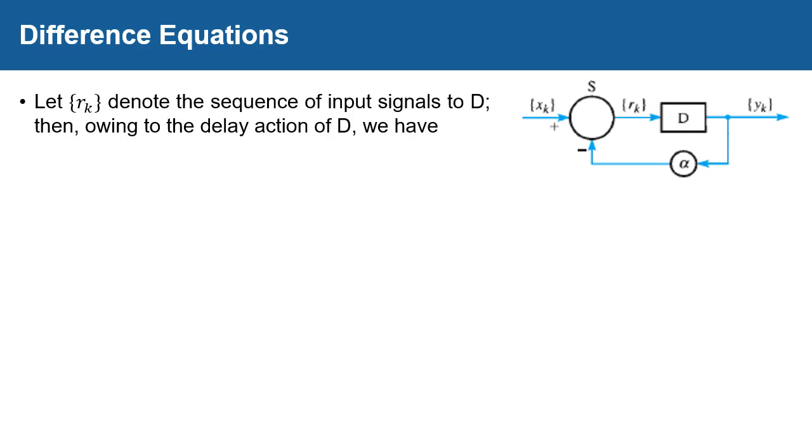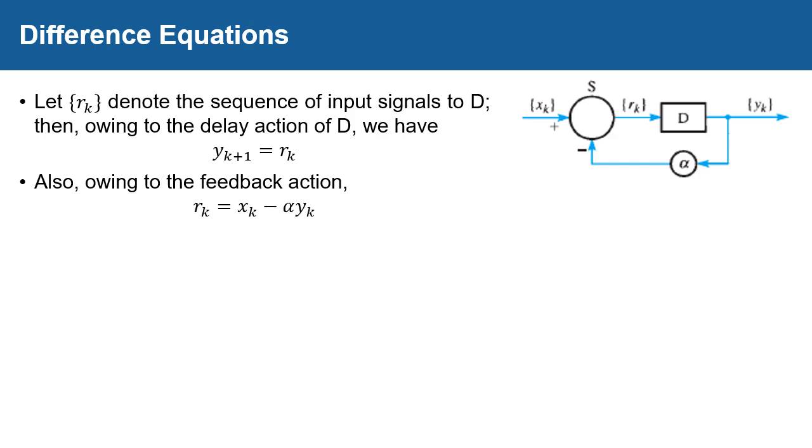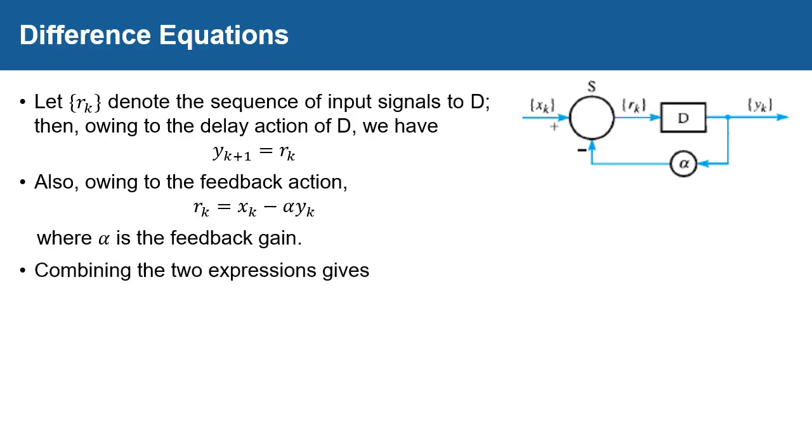Let Rk denote the sequence of input signals to D. Then, owing to the delay action of D, we have yk plus 1 is equal to Rk. Also, owing to the feedback action, Rk is equal to xk plus alpha yk, where alpha is the feedback gain. Combining these two expressions, we now have yk plus 1 is equal to xk minus alpha yk, or that is yk plus 1 plus alpha yk is equal to xk. This is our equation 3.22.